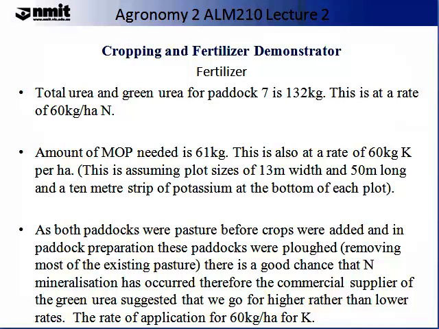As both paddocks were pasture before crops were added, and in paddock preparation these paddocks were ploughed, removing most of the existing pasture, there is a good chance that N mineralization has occurred. Therefore, the commercial supplier of the green urea suggested that we go higher rather than lower in our rates. This is the reason as well why we increased the rate of potassium to 60 kilograms per hectare.